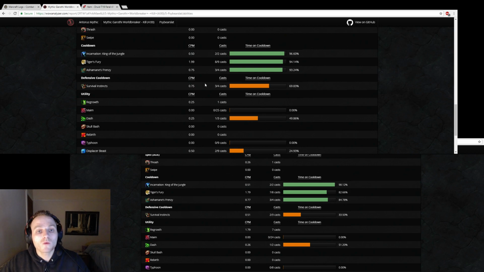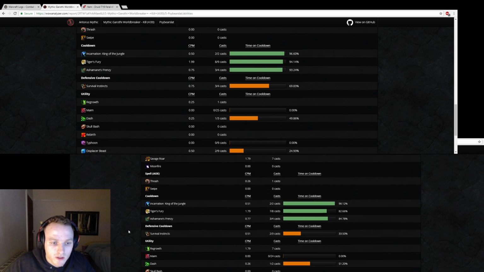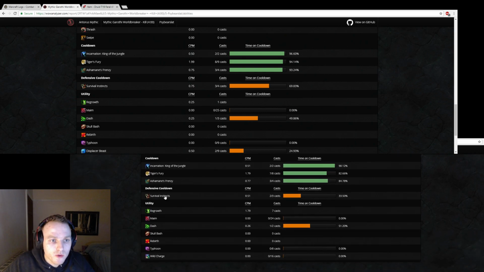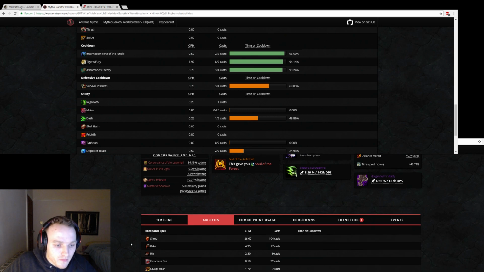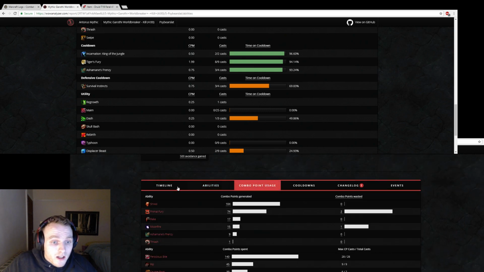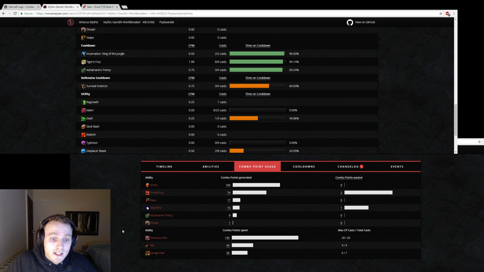So you don't want to be at maximum casts. Or, it's not that you don't want to be there. Obviously you want to be there, but it may not be possible based on how your cooldowns line up with the fight. So you just have to review that and take it into account. Now, defensive cooldowns, I guess you can use them. Who cares? That's the healer's job. So that's a good breakdown of the abilities tab.